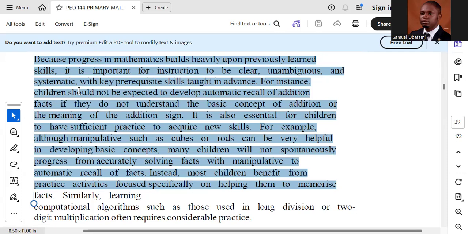Then the next thing mentioned there is computational algorithm. How do you teach effective kindergarten through primary 4 mathematics? The third one is computational algorithm. Now, what does this mean? The word algorithm can sound like we are coming from Germany when we are saying it, but it's actually simple. It's just a series of steps used to solve a mathematical problem.